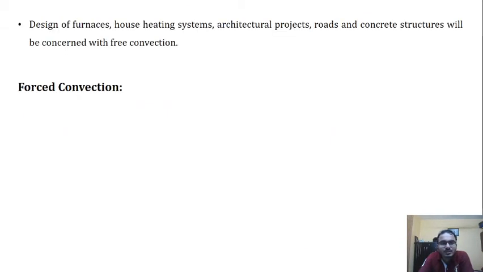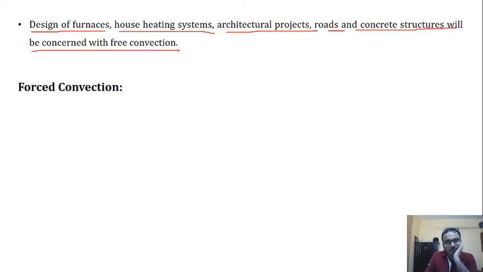Now the next part is forced convection. Before going into forced convection, here are a few examples of free convection. That is, first is the design of furnaces, house heating systems, architectural projects, roads and concrete structures, which will be concerned with free convection. Now we will go into forced convection.